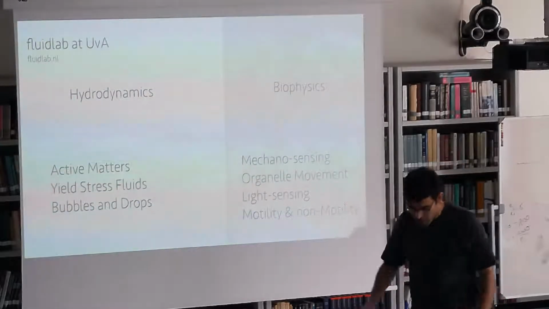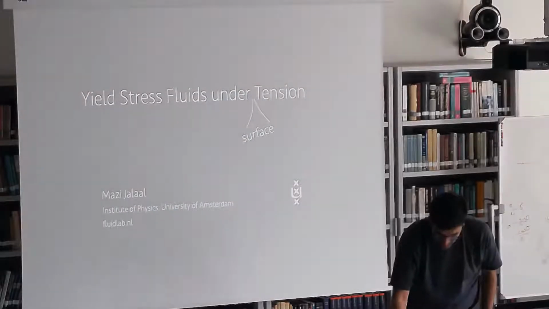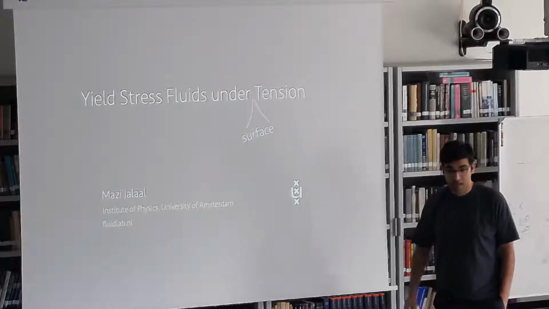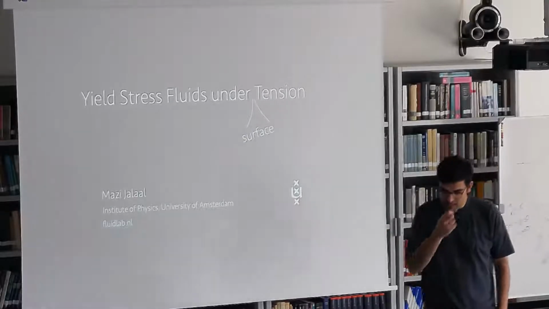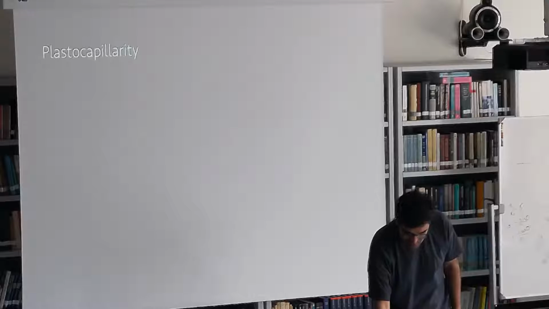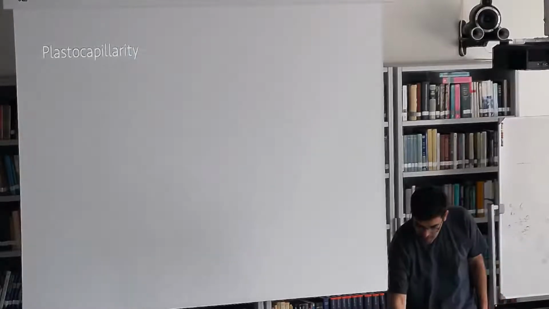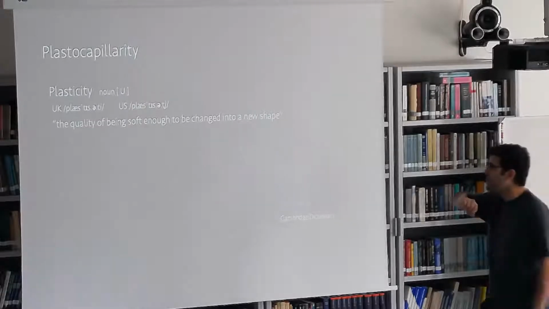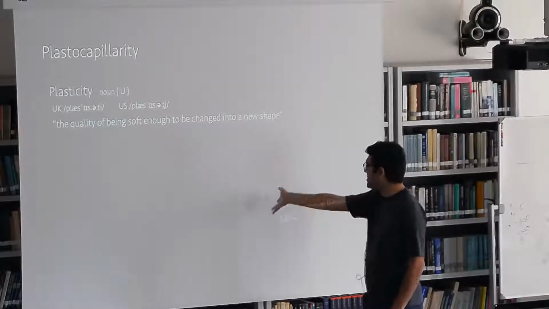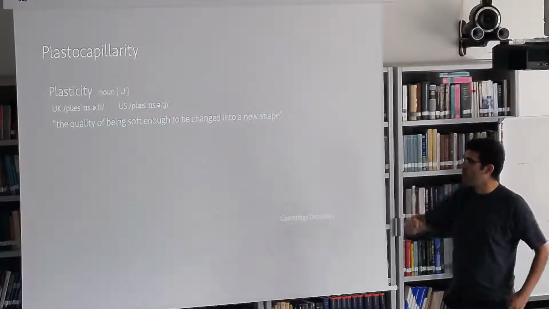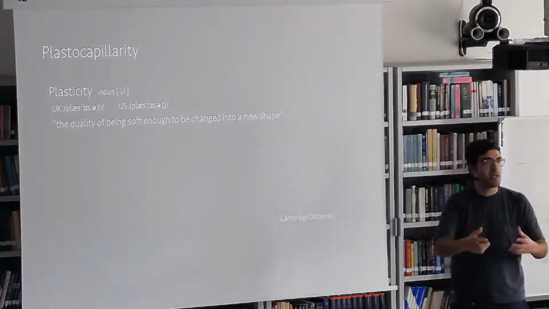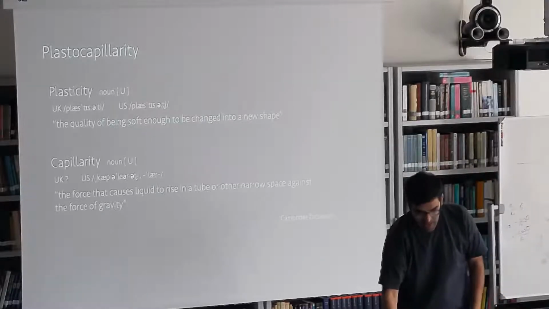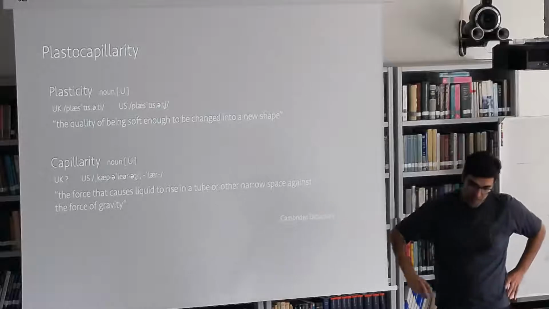Well, today I'm not going to talk about anything living. As the title of the talk says, it's about yield stress fluids under surface tension. This is a field that I started calling plastocapillarity. If you're not familiar, if you look at dictionaries, what plasticity means, I'm sure a lot of you know about it. This is a definition from the Cambridge Dictionary about the quality of soft materials being deformed, and typically it's an irreversible deformation, i.e. plasticity, and capillarity, that most dictionaries actually define in the wrong way.